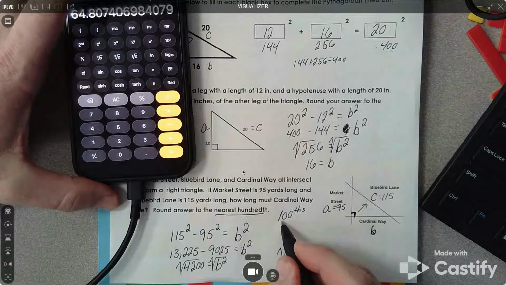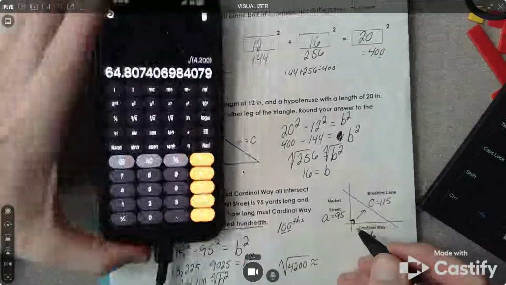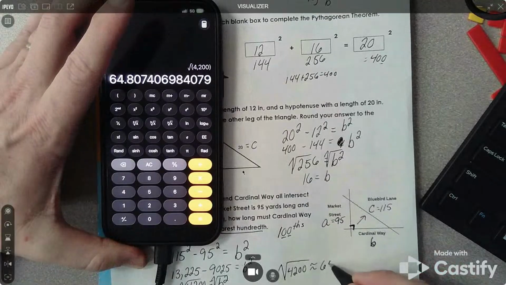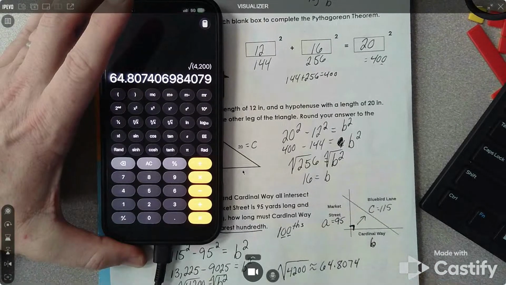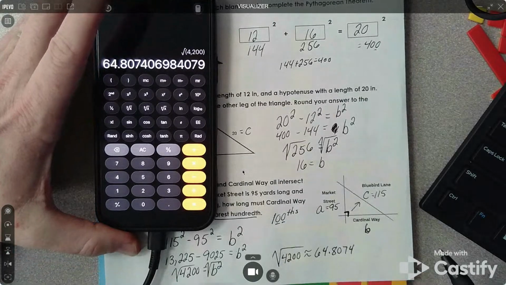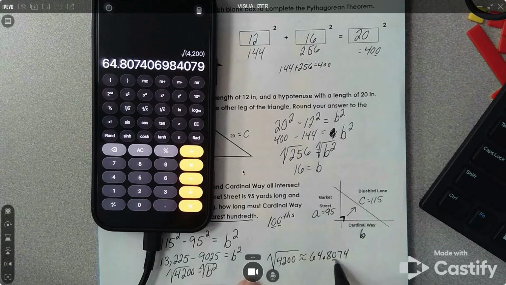The number 100 has 2 zeros in it. So if this equals 64.8074, that'll get me past the hundredths place. I need to find my decimal point and then go over 1, 2 spots. That's my hundredths place. 1, 2 spots. There's the hundredths place right there, that's 0.